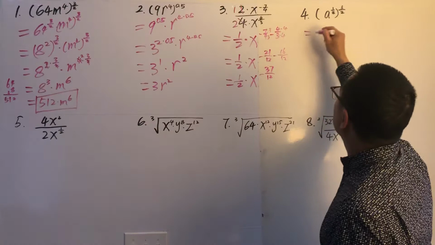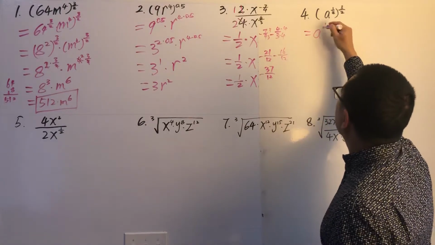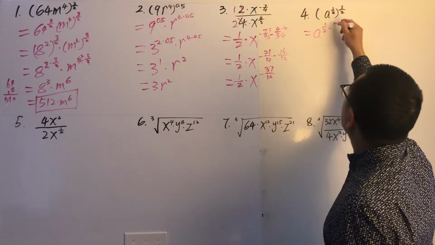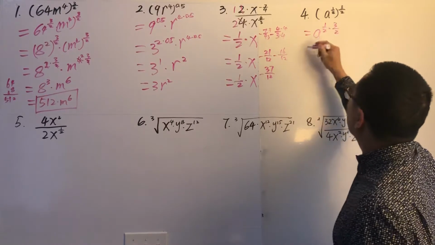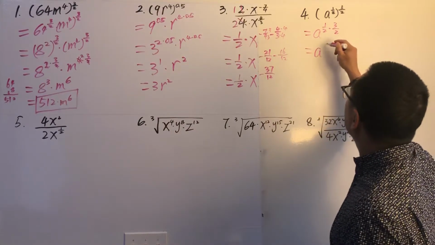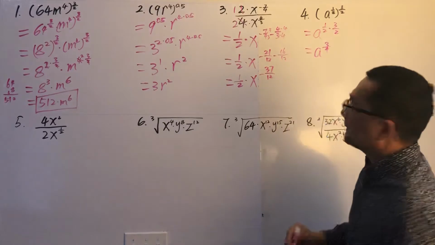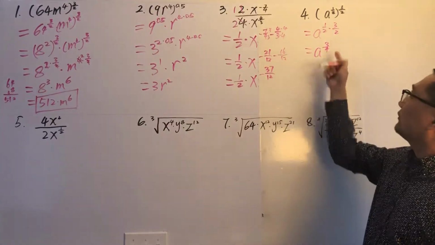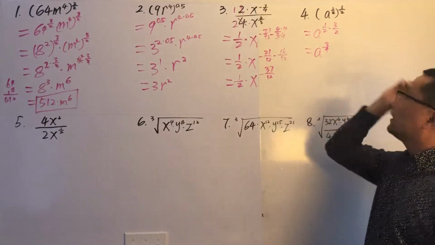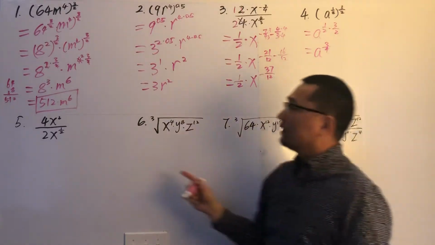So you can change it to a to the 1/2 times 3 over 2. Okay, that means it's a to the 3 over 4. Okay, that is the answer for number 4. I believe this one is the easiest one. So also the same thing.